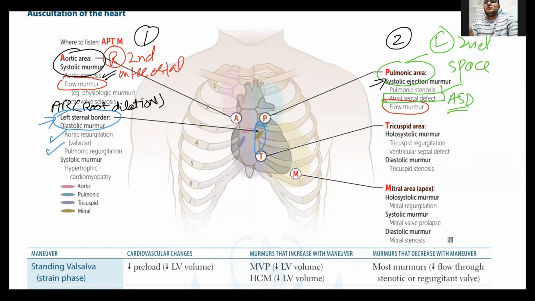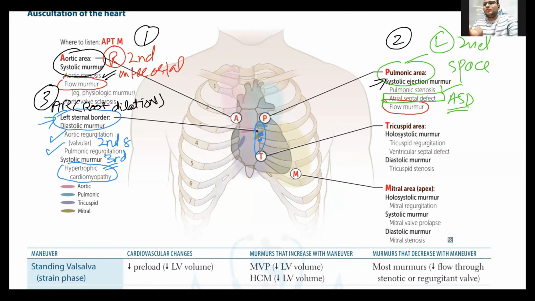Most likely they can be appreciated in the second and third intercostal space toward the lateral of the sternum. At this level and at this level, the second and third intercostal space, just lateral to the sternum. What is the most important systolic murmur in this lateral sternal area? That is hypertrophic cardiomyopathy. So we have discussed the first, second, and third points.